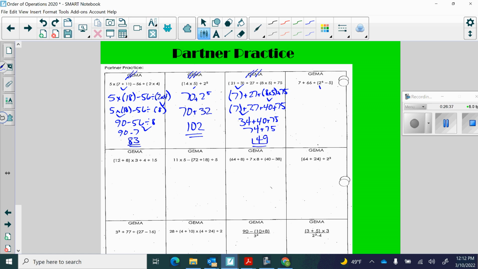Groupings. I have an exponent inside of my grouping, so that's going to be the very first thing we do. 7 plus 66 divided by 2 to the 4th, so that's 2, 4, 8, 16 minus 5 gives us 7 plus 66 divided by 11. So we have 7. Now I have groupings are done, no exponents. I have 1 multiplication division, gives us a 6. And our addition gives us 13 for our answer.